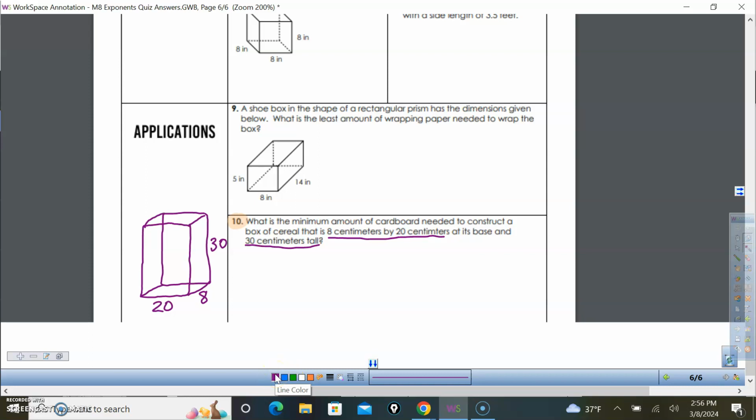And if we're talking about the cardboard needed to cover this area, we're talking about the surface area around that shape. So we're going to be doing the front and the back. We are going to be doing the top and the bottom. And we are going to be doing the left and the right side as well.